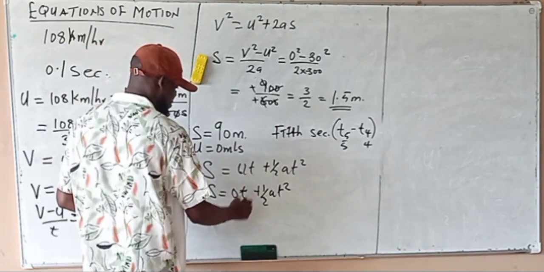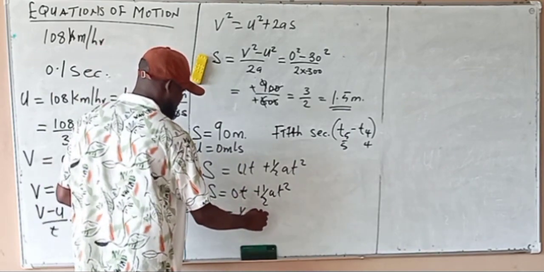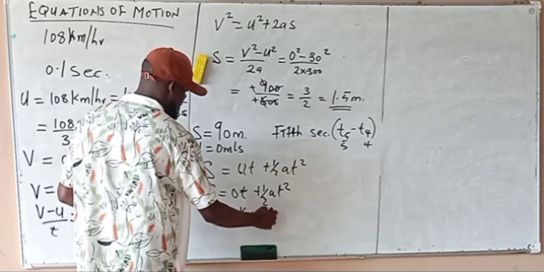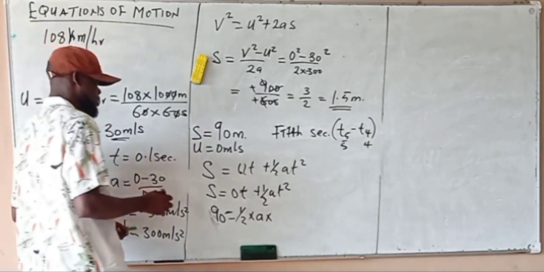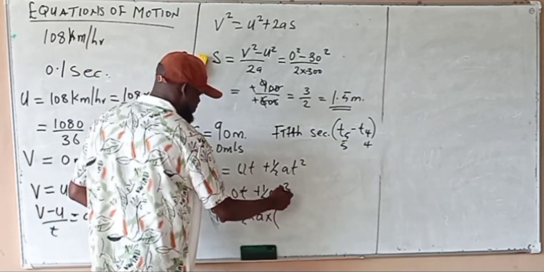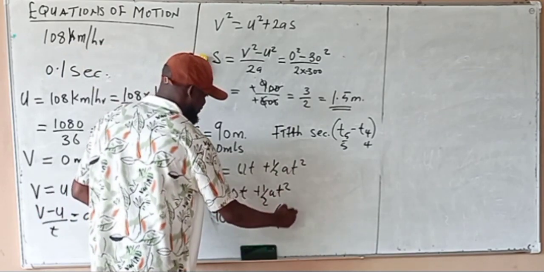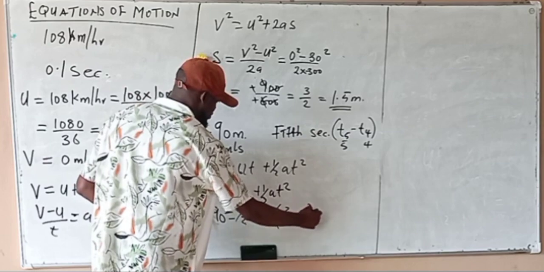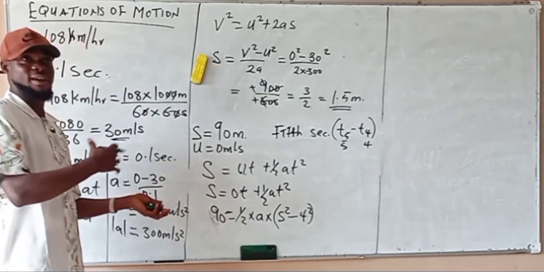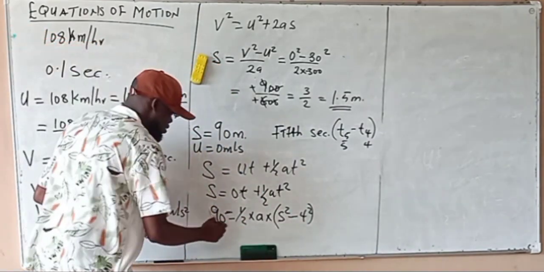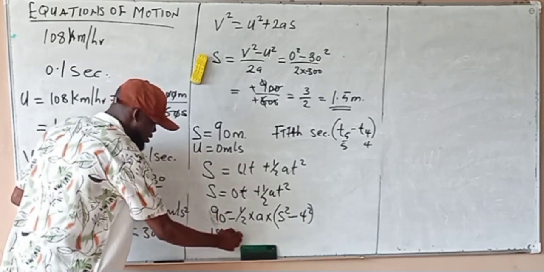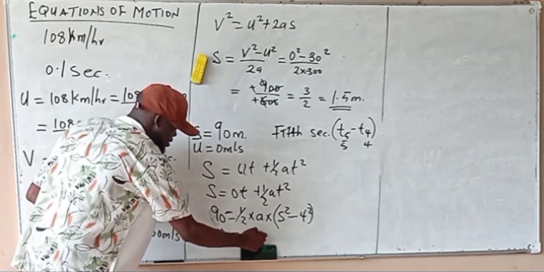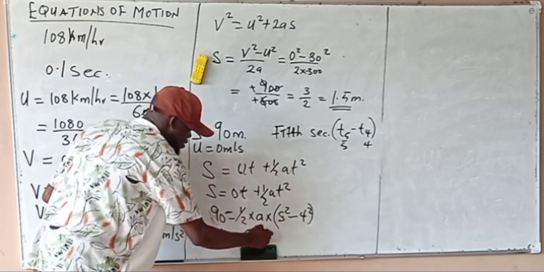Then we have half times a. What is a? That's what we are looking for: the acceleration of the body. Then our time is 5 squared minus 4 squared. Two times 90 gives us 180, equals a times 5 squared minus 4 squared, which is 9.